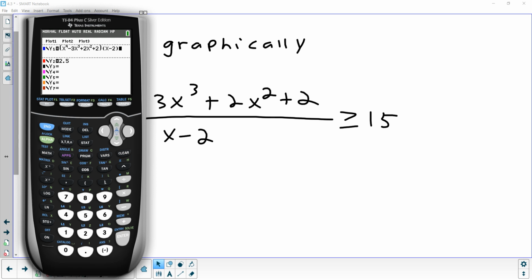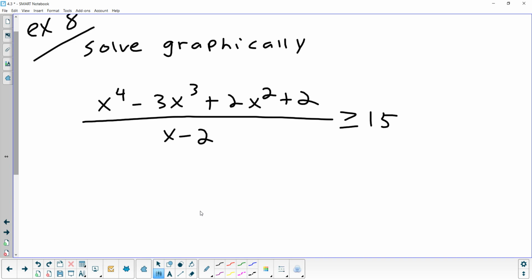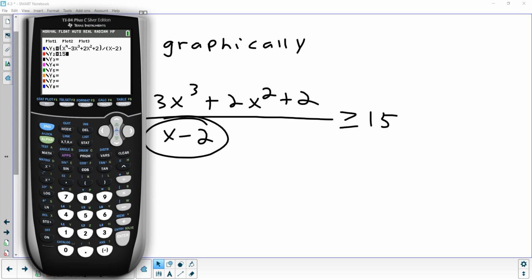Are the parentheses important around the numerator and denominator? If you actually had a numerator and denominator like that? Yeah, they are important. And then we're looking for where that graph is above 15. Now, what's happening when x equals 2? We talked about this at the beginning. When x equals 2, you're going to get a what? Not a hole, unless there's a common factor in the top and the bottom, which I don't think there is. Asymptote. So you're going to get an asymptote at x equals 2.